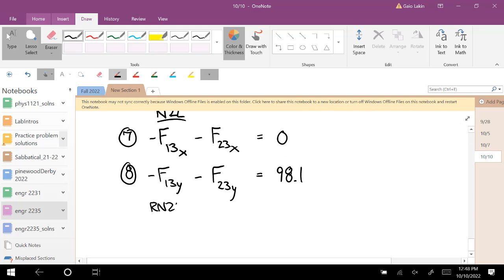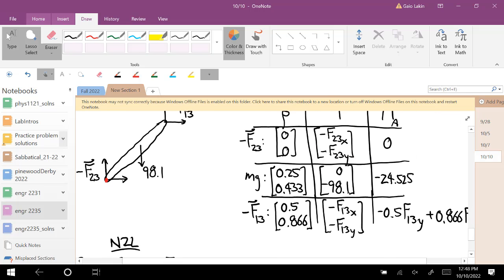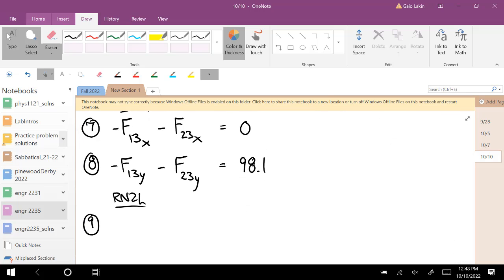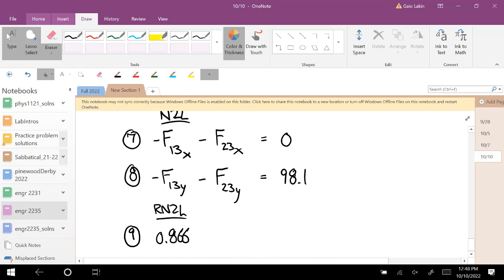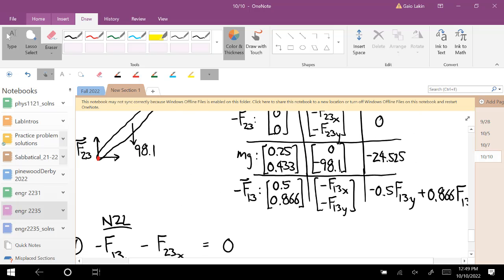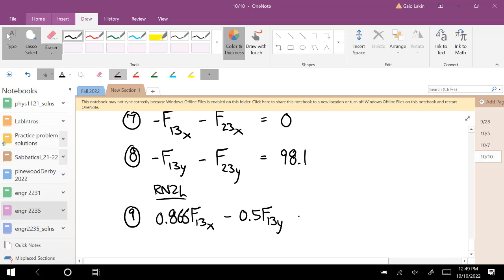And then the moment equation says 0.866 F13x minus 0.5 F13y is equal to 24.525.